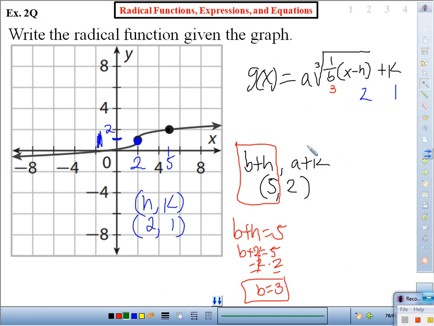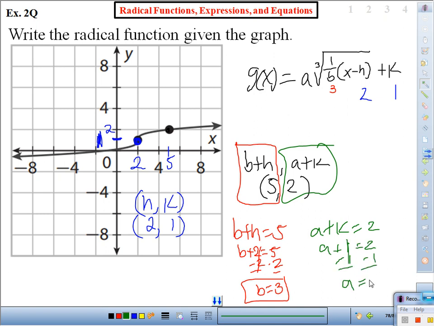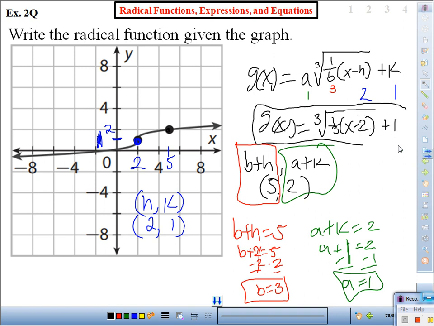And for this part, we do a plus k equals 2. K is 1. A plus 1 equals 2, minus 1 minus 1. A equals 1. That goes right there. So my new function is g of x equals cube root of 1/3 x minus 2, plus 1. And have you got that? Yeah, we got this, yes?